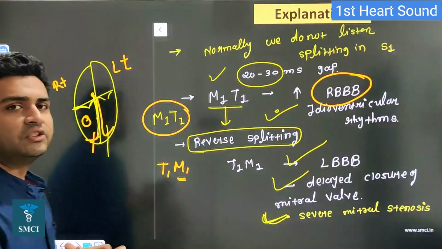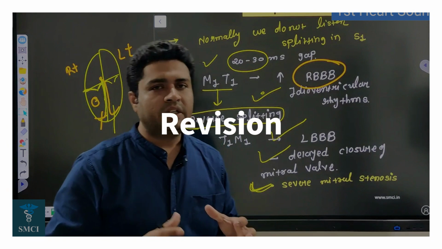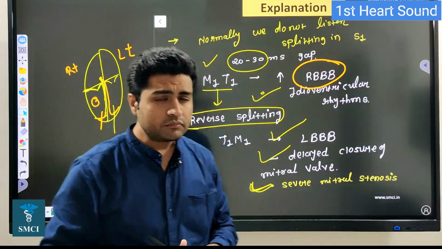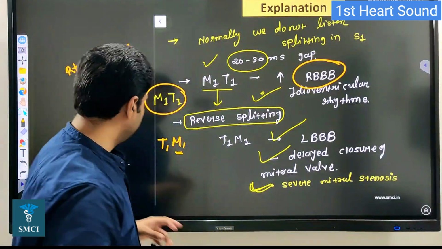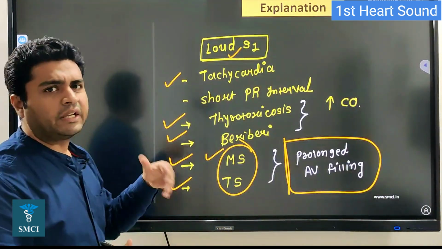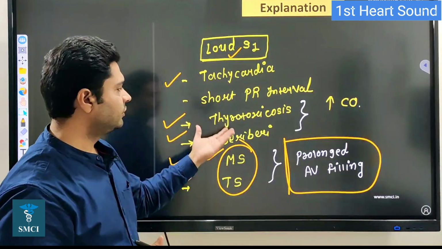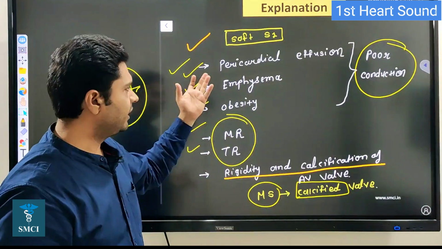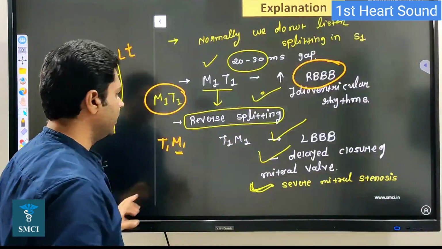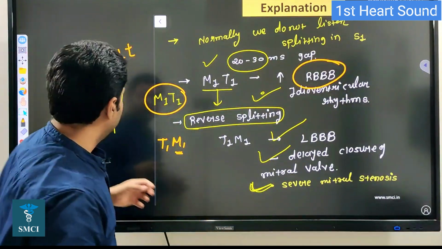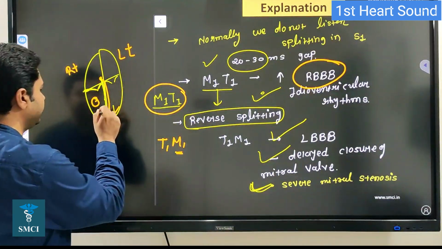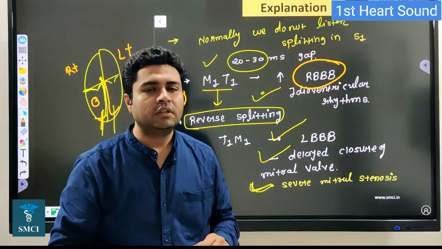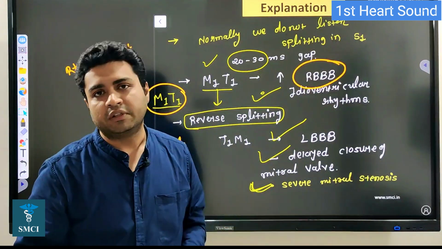So there are 4 conditions possible in the S1 heart sound. It can be louder, it can be softer, it can be split, or it can be reverse split. So just remember a few causes for this. For the louder S1: tachycardia, thyrotoxicosis. For the softer S1, there is a conduction problem in pericardial effusion, empyema, obesity. Okay, and for wide splitting, M1T1, right side bundle branch block. If there is a left side bundle branch block, there is reverse splitting. In severe mitral stenosis, reverse splitting is also possible.